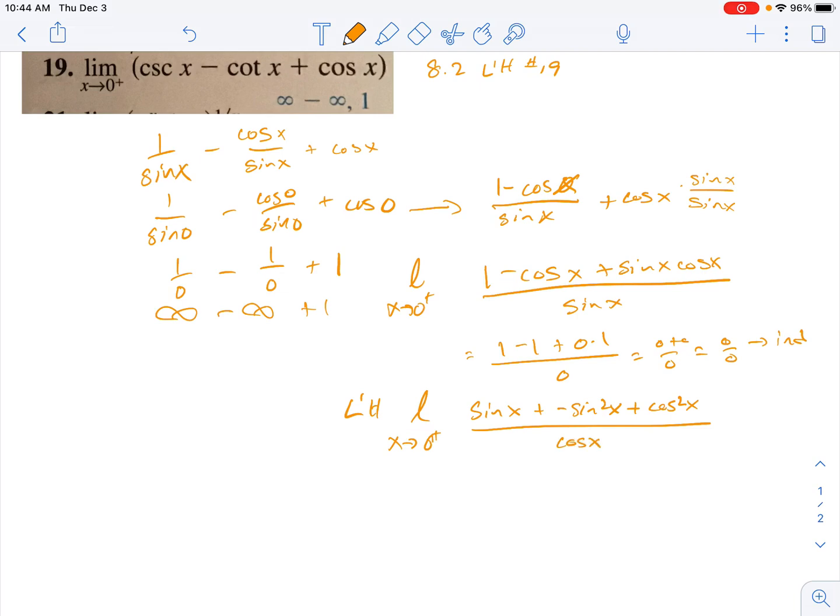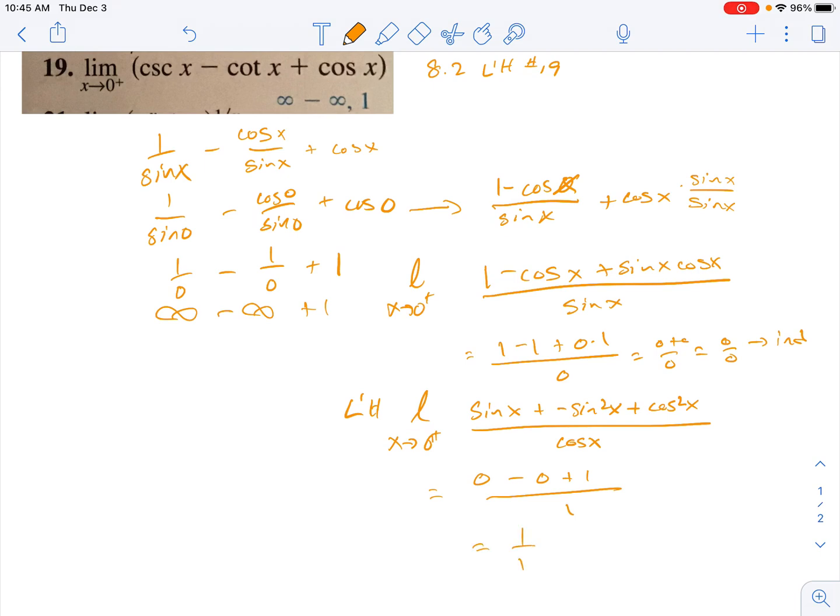And if we plug 0 in, because I have a feeling we're not going to get 0 over 0 anymore, let's just see what we get. So the sine of 0 is, of course, 0, minus sine squared of 0 is 0, plus cosine squared of 0 is 1, over cosine of 0 is 1, and therefore you get just 1 over 1.